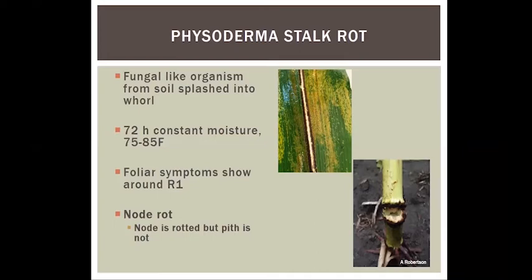One of the things you can look for: you have infection early in the season, right? V5, V10, V12, somewhere in there. You'll start to see these symptoms developing on leaves later in the season. Typically R1, R2 is when you're going to start to see the foliar symptoms. You're going to have these brownish to purplish spots.